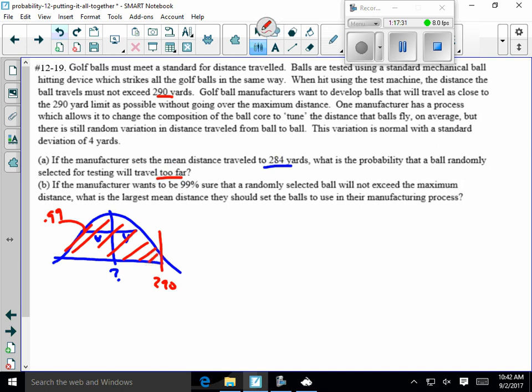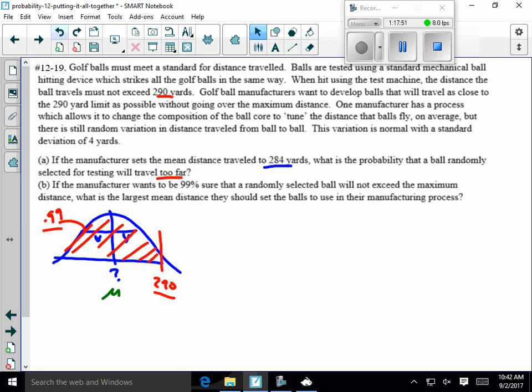All right, so it's weird here. We're given a boundary and we're given a probability, right? But what we're trying to find is an unknown mean. This is what we're finding. So I can't directly use either normal CDF or inverse norm in my calculator because I have to enter a number for the mean and standard deviation.